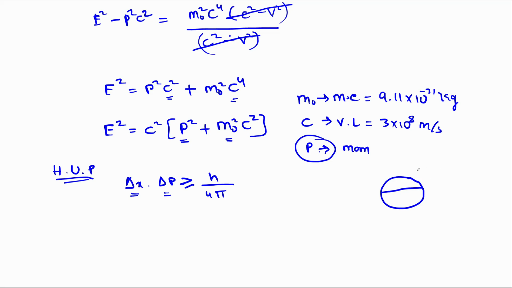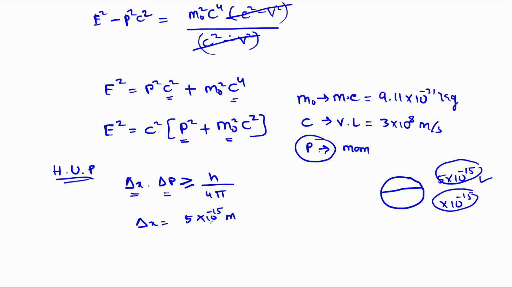That means the diameter of the nucleus is about 5 into 10 to the power minus 15. In some textbooks they just mention 10 raised to minus 15. We can consider either one. Let us consider this one. That means delta x is equal to 5 into 10 to the power minus 15 meter.